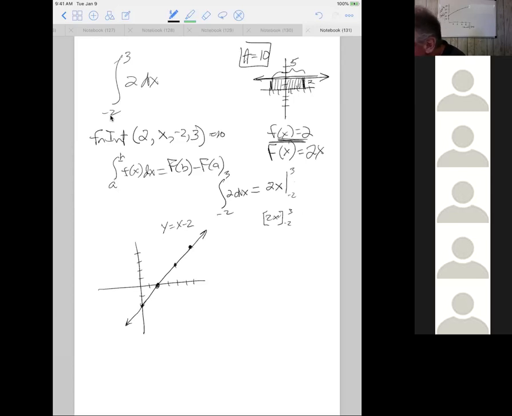Okay? And now what you do is stick b into the function, so it's 2 times 3, minus sticking a into the function, 2 times -2. That gives us 6 plus 4, which gives us 10.